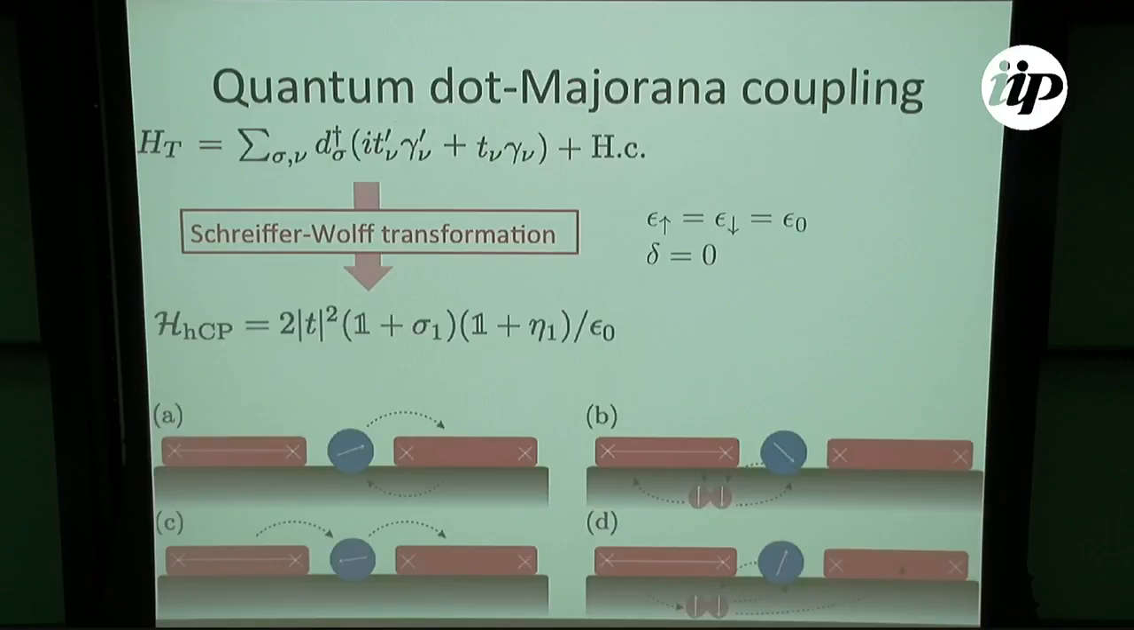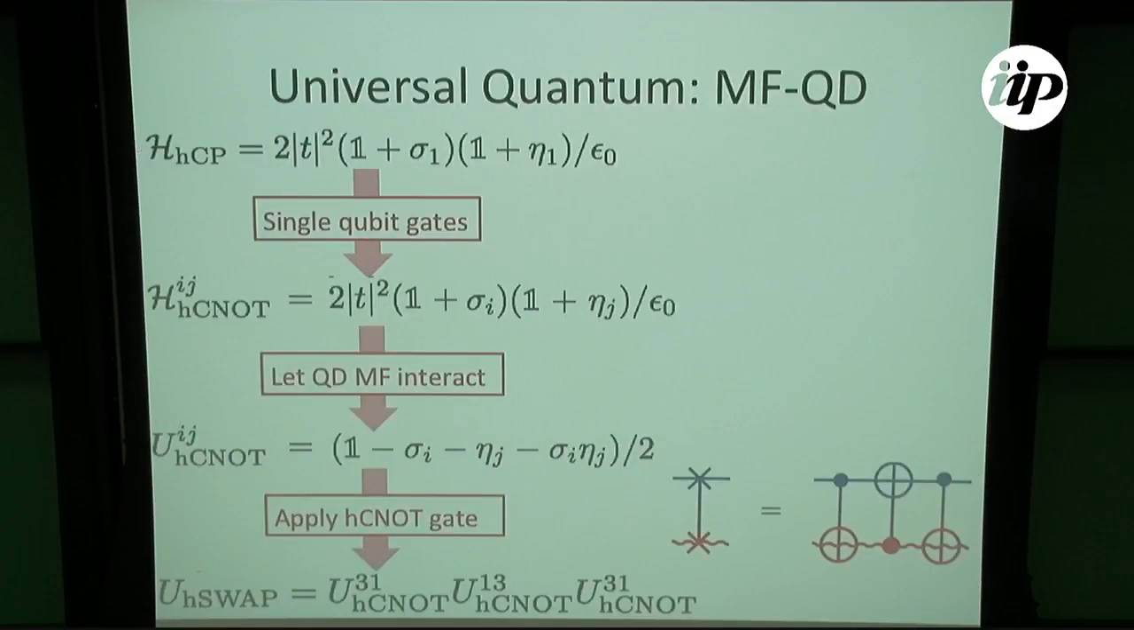And what one can notice about this is that because you have a tensor product between sigma 1 and eta 1, this is in fact an entangling gate. And because it's an entangling gate, with this Hamiltonian, you can perform some single qubit operations. And by allowing the Majorana qubit to interact with the quantum dot for some specified amount of time, one obtains a C0 gate.